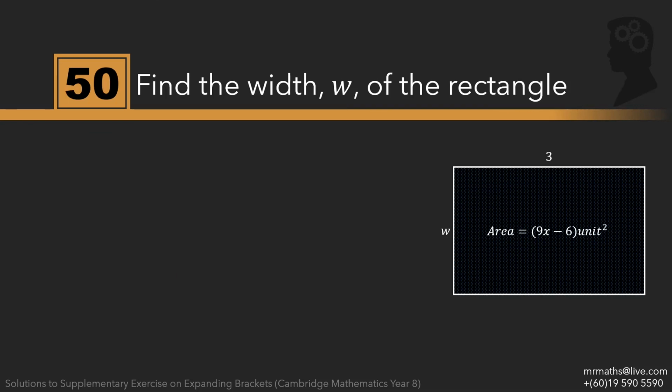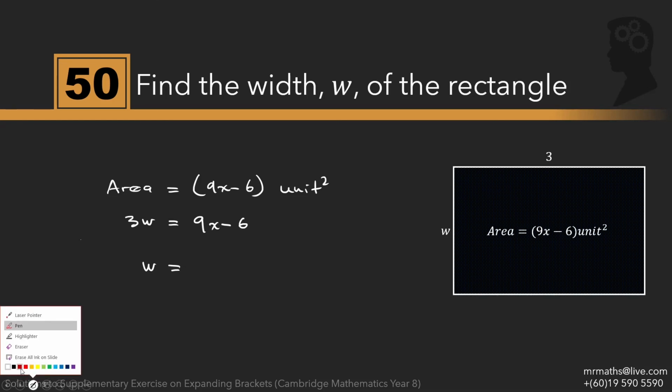Question 50, which is the final question. Like the previous question, the area is given. The area of a rectangle is the multiplication of the width and the length, so that is 3w. That should equal 9x minus 6. And we want to find out w. So we need to get rid of the coefficient 3 by dividing both sides by 3.